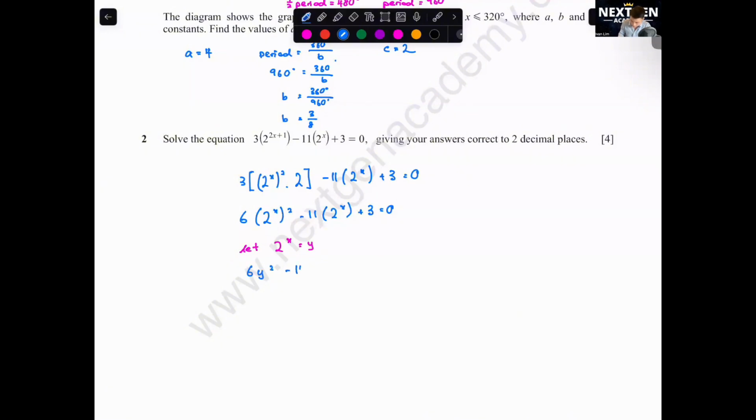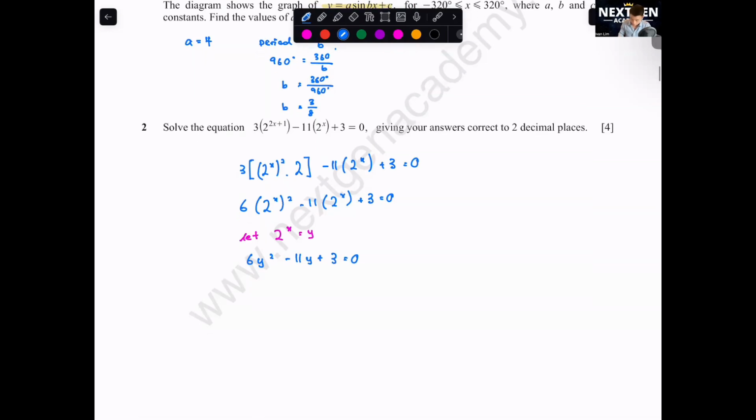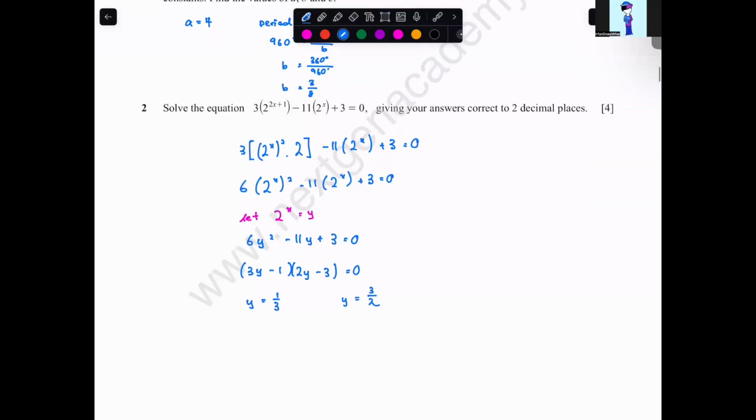6y squared minus 11y plus 3 equals 0. Therefore, we'll get (3y minus 1)(2y minus 3). We factorize this and get y equals 1 over 3, y equals 3 over 2. Convert it back: 2 to the power x equals 1 over 3, and 2 to the power x equals 3 over 2.